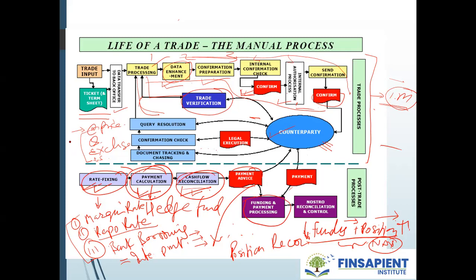Which means maybe the JP Morgan trader or the Citibank trader needs to buy 2 million worth of security of GameStop tomorrow. So the money has to move from one account to another. That will also come under the payment calculation.